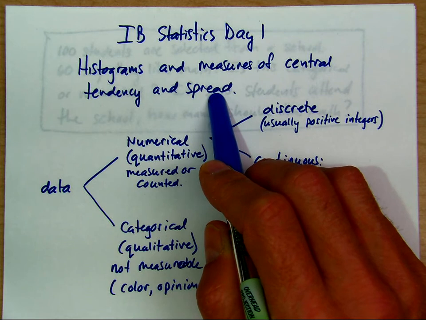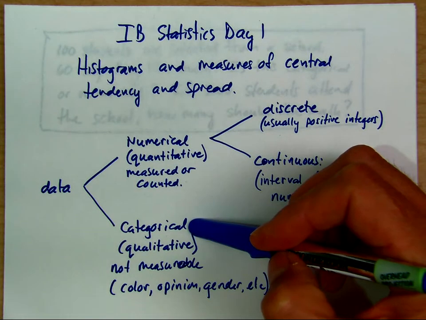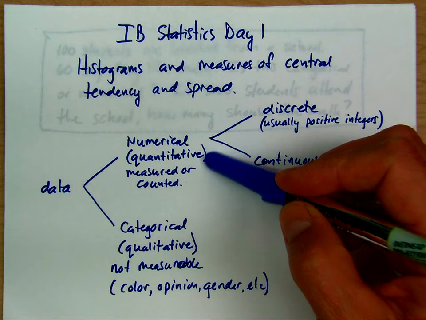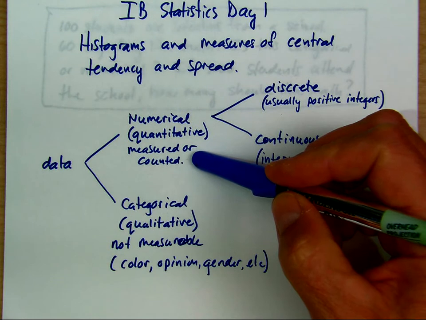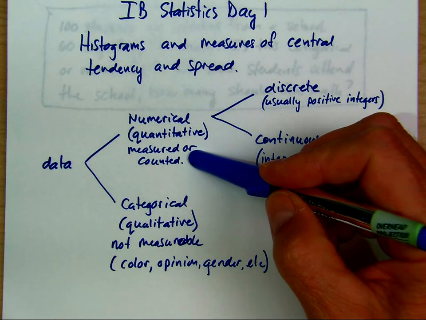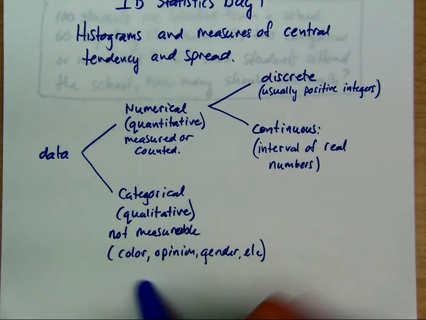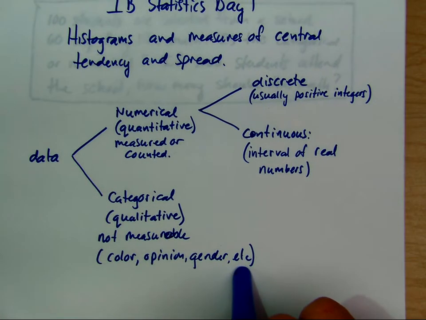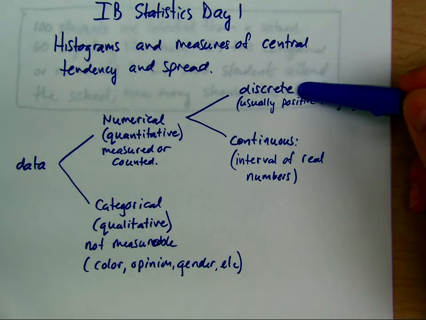So, looking at data, data can be numerical or categorical. Another word for numerical is quantitative, and then categorical is qualitative. Numerical is measured or counted, and categorical is not measurable, like color, opinion, gender, or things like that fit into a category but don't have a definite difference numerically.